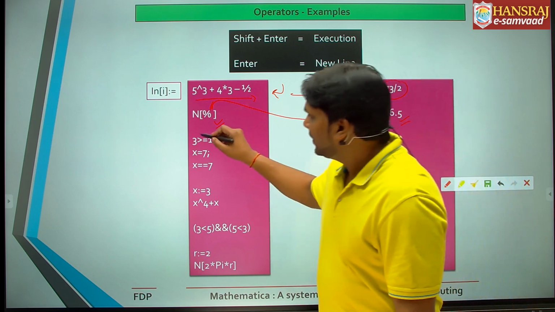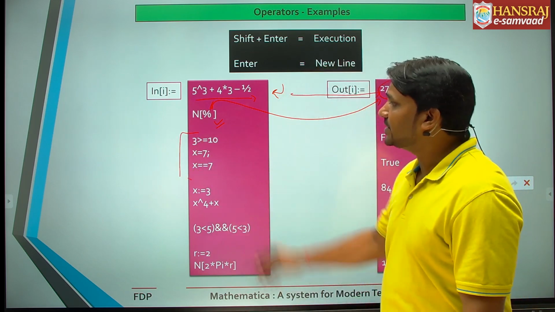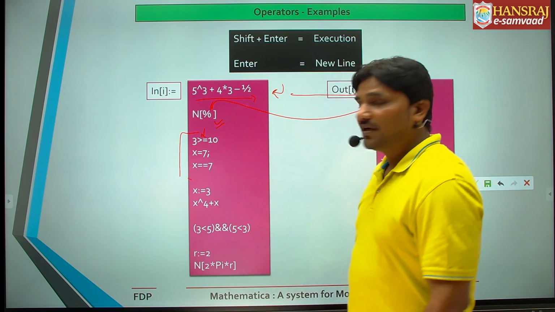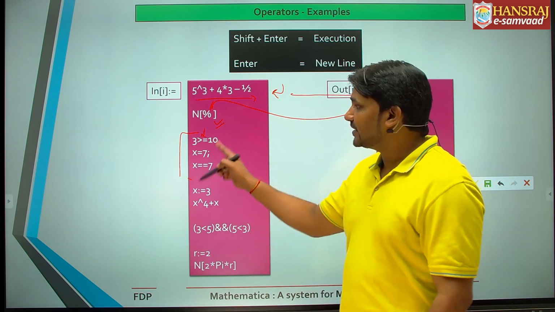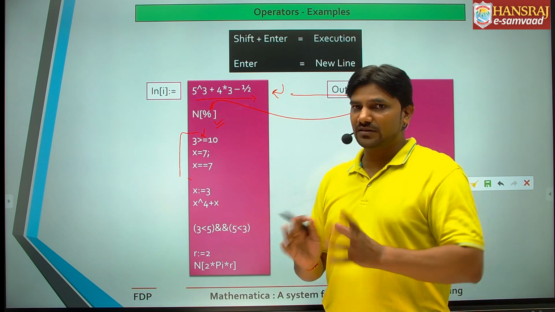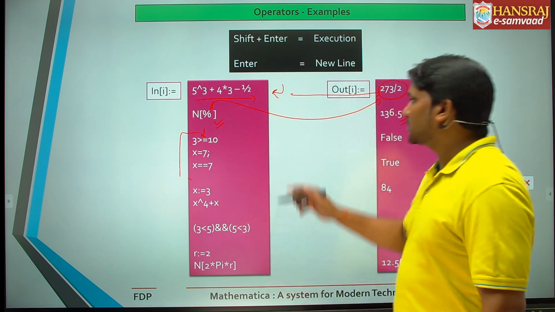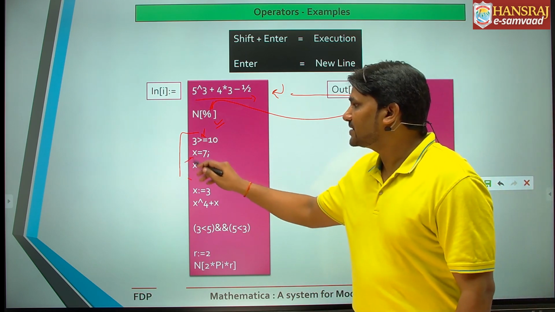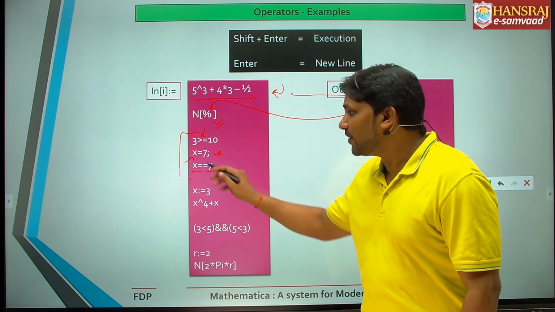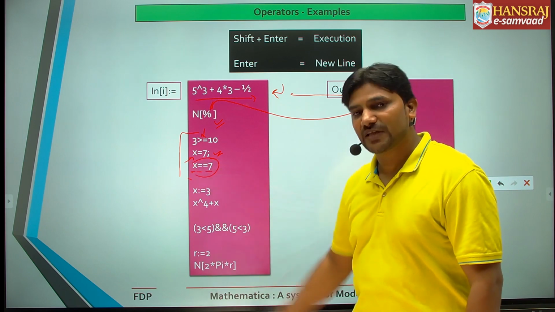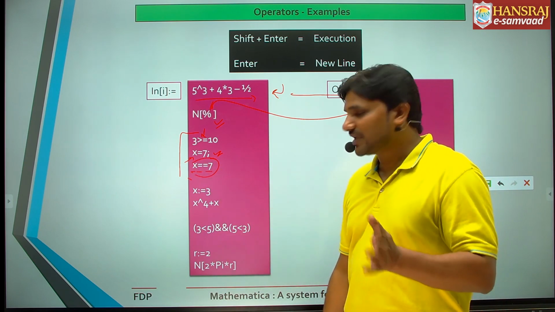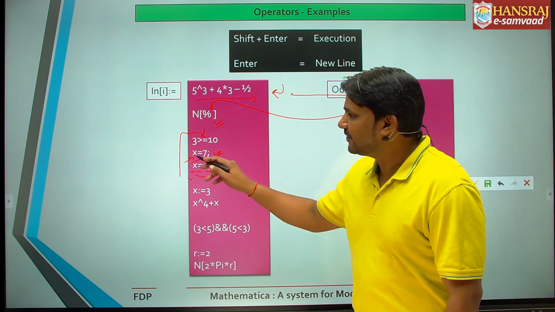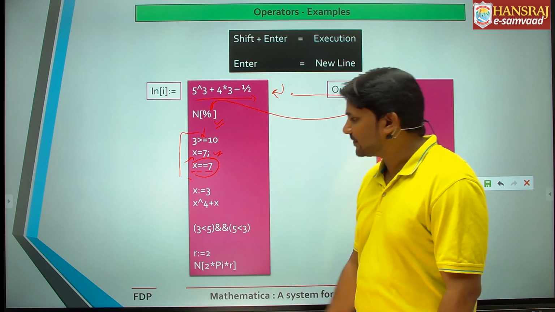136.5. Another input is 3 is greater than or equal to 10. So we are using the relational operator here, that means is 3 greater than 10, yes or no, that will come to your output. So 3 is not equal to 10, the value will be false. x is assigned 7, and then x is equal to 7. Equal to means a relational operator is there, so it will check whether x is equal to 7 or not. In that case your value will be true, as in the previous line we assigned x as 7.